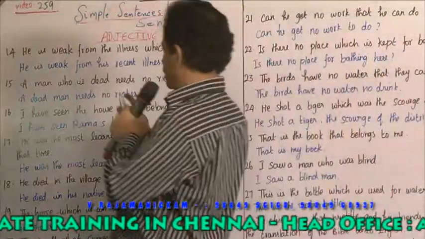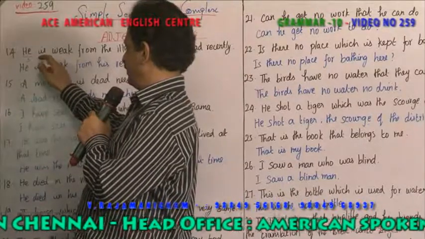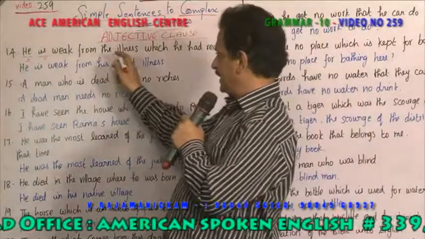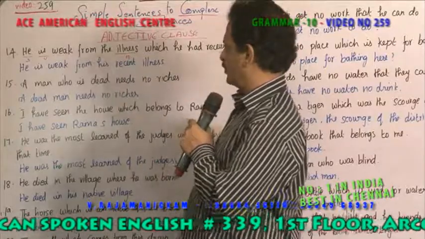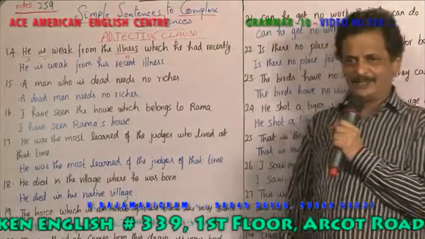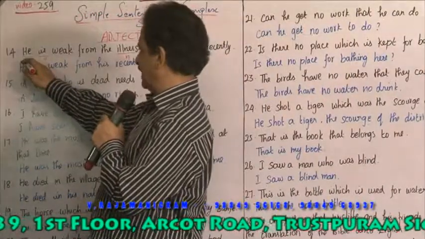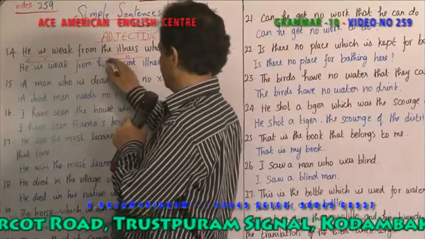So here, he is weak from the illness. He is the subject, is the verb. Weak from the illness is the predicate. In that, illness is a noun. Word ending with ES is a noun. He is weak from the illness. So this entire sentence has a subject and predicate, so it is called a main clause.